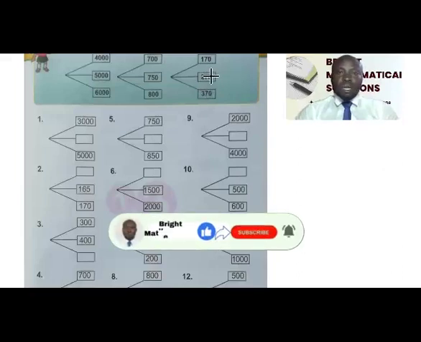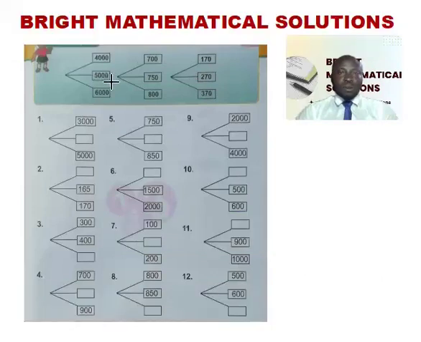So what he's saying essentially here is that the difference is the same across the board, whether it is addition or subtraction. Now let us dive into the operation.